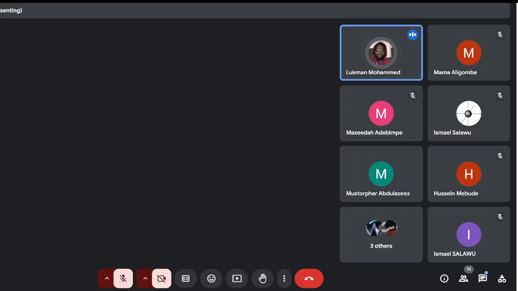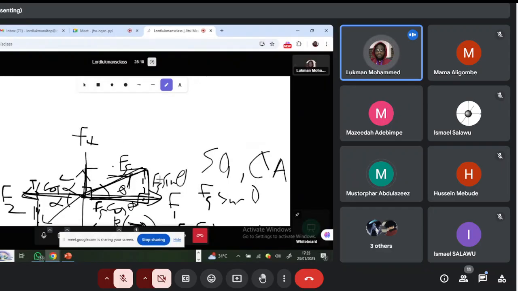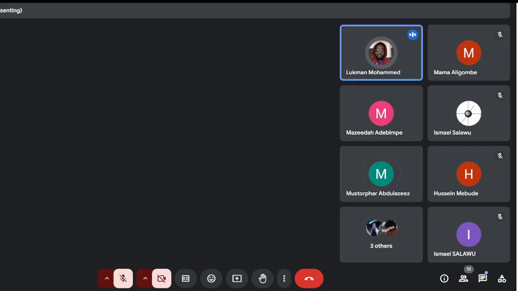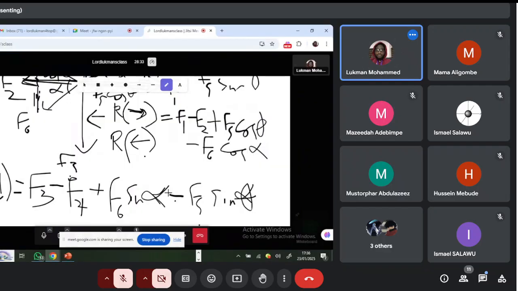So I'm going to be minus what? This is the resolved part on the vertical: F5 sine theta. This is the net. Theta, not alpha. Oh, thank you very much. That means you are following. Theta, not alpha, because this is just along the vertical.